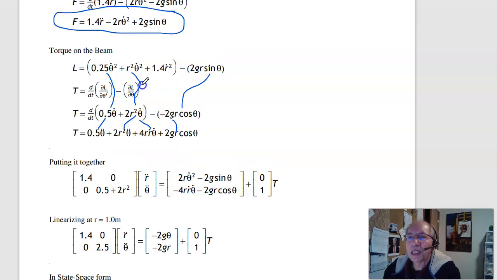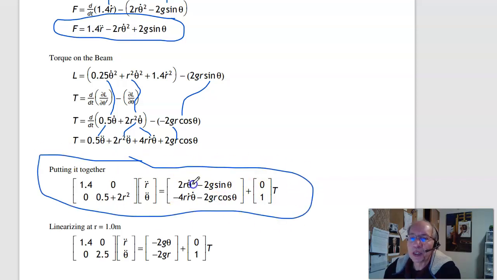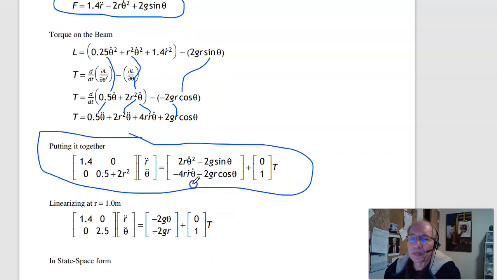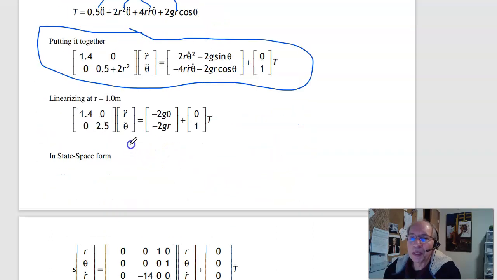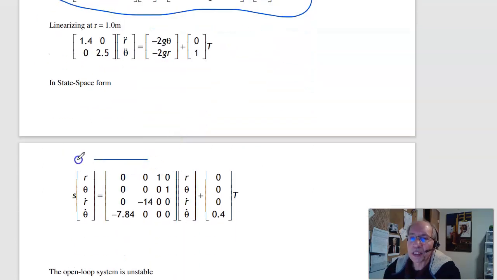So I can now put these two in matrix form. Here's the r double prime, theta double prime, Coriolis forces, gravity forces, and torque. This is the dynamics that we use to simulate the ball and beam system. If I linearize it at 1 meter, then I get these equations. Taking the inverse, I can express that in state space form. So here is the linearized dynamics.